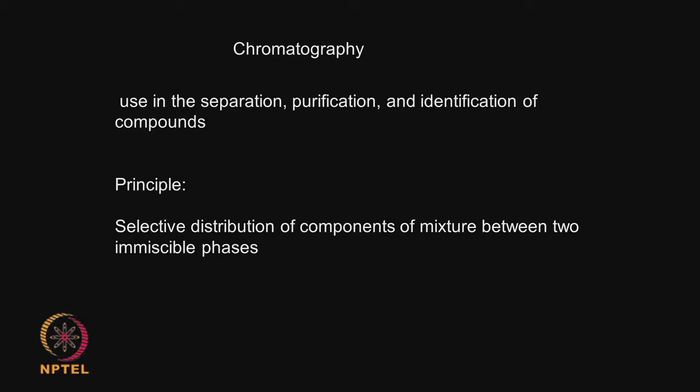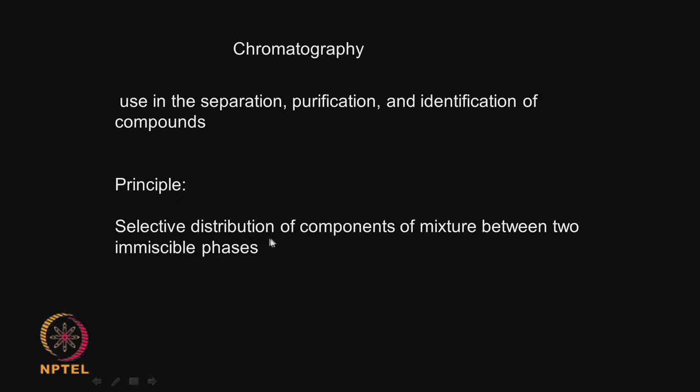So, where do you use it? It can be used for separation, purification, and also for identification of compounds. As you know, you must have all heard about HPLC, high pressure liquid chromatography, or high performance liquid chromatography. Generally HPLC is used for analytical purposes, for identifying unknown molecules and for finding out the concentration of unknown molecules in a mixture. So, it has become very useful, the HPLC. We will look at that also.